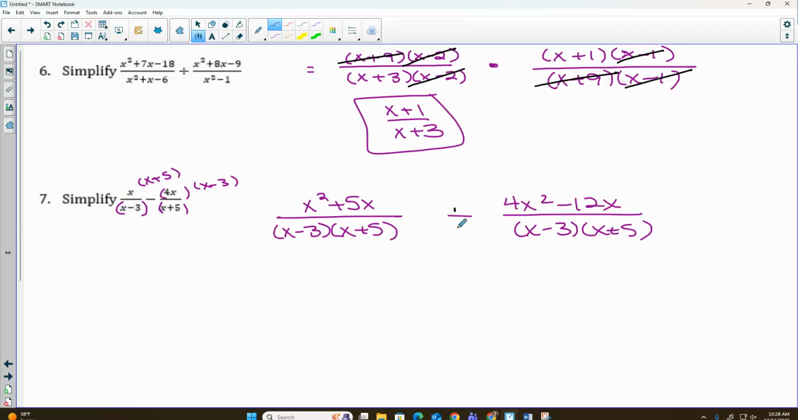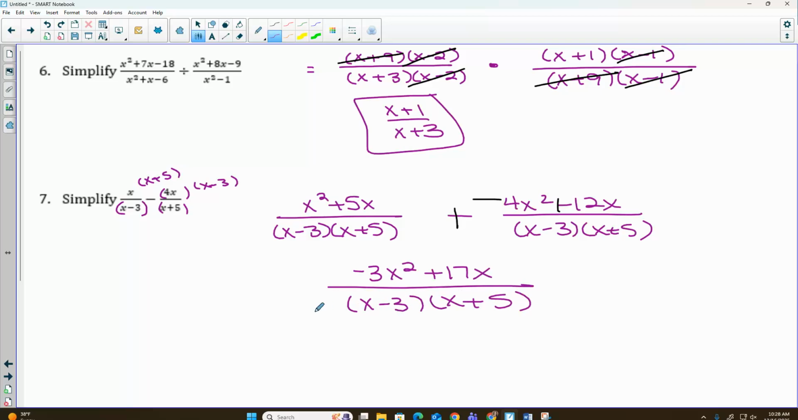Since it's subtraction, we change it to a plus and run a negative through here. Combine like terms. x squared minus 4x squared is negative 3x squared. 5x plus 12x is 17x. Over x minus 3, x plus 5. Any questions there?